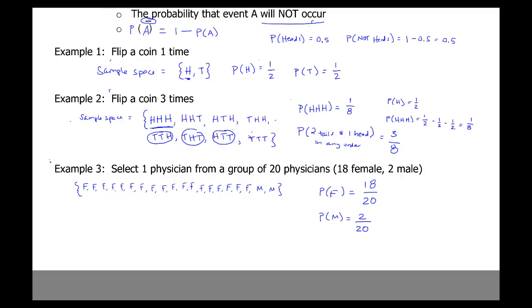So those are some basic concepts and basic examples of probability. We'll continue with the addition rule and some more examples coming up in the next video.